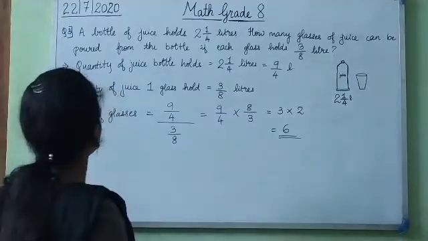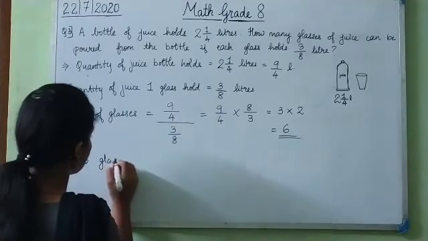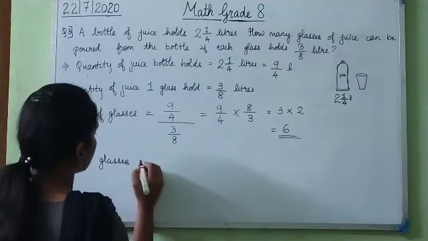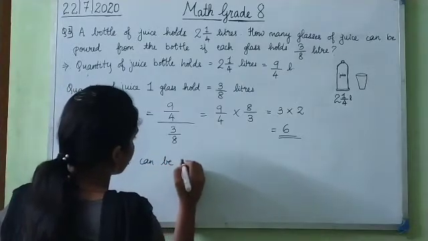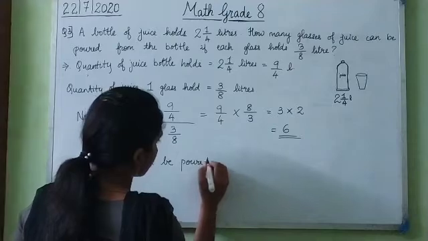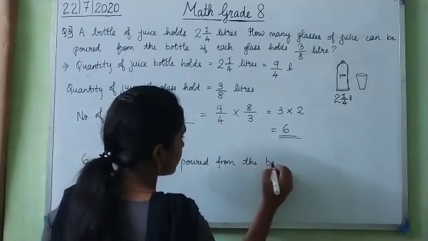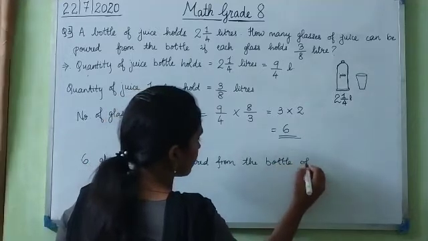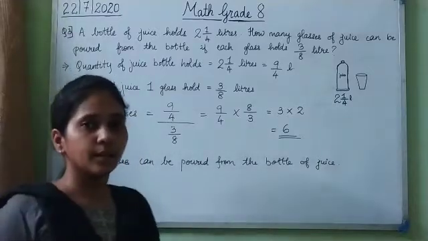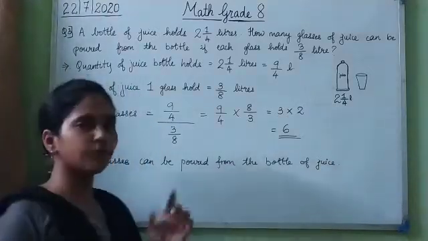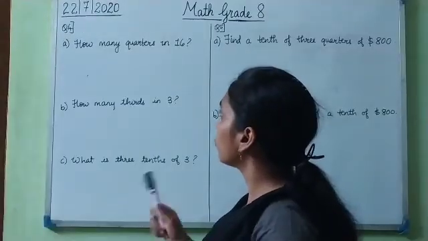Okay. So 6 glasses can be poured from the bottle of juice. So total 6 glasses can be poured from the bottle to the glass. Okay. We now go to the fourth question.